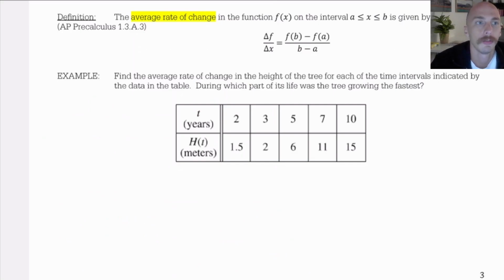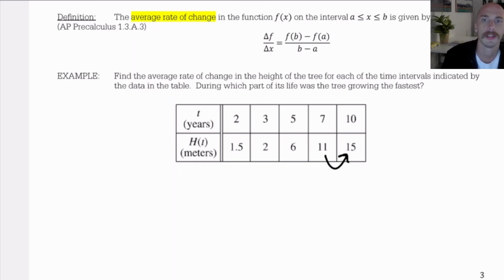So our definition of average rate of change is going to be the same as it was in Algebra 1 and hopefully Algebra 2. It's rise over run, f of b minus f of a over b minus a, same as y2 minus y1 over x2 minus x1. Okay, and so now we're going to analyze the average rate of change of the height of the tree for each of the time intervals indicated by the data in the table, and we'll determine which part of its life the tree was growing the fastest.